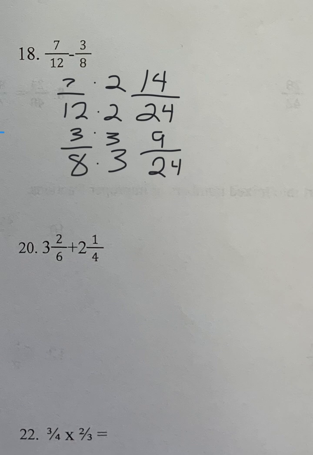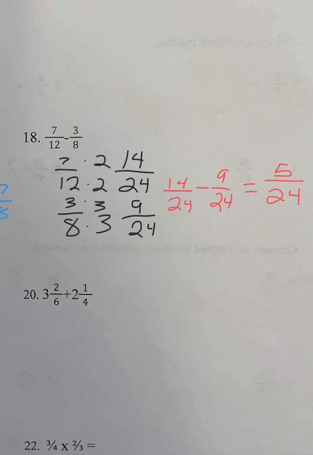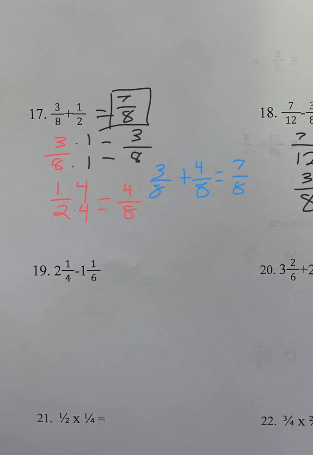I'm going to rewrite it though. I'm going to do 14 over 24 minus 9 over 24. And I'm going to get my answer of 5 over 24. And I'm going to rewrite it just to make it look nice. I'm going to rewrite it over here as 5 over 24. Now sometimes you could simplify these problems, but 5 and 24 don't share a common factor, so 5/24 is just my answer. All right, let's move to number 19.